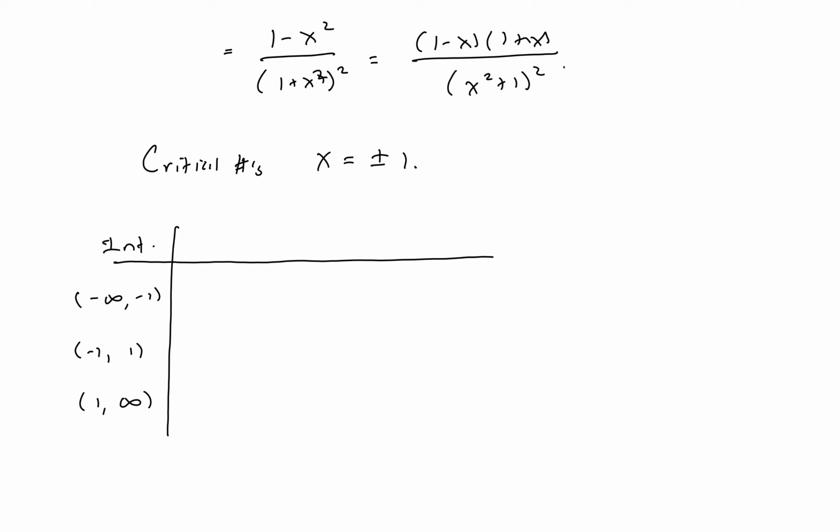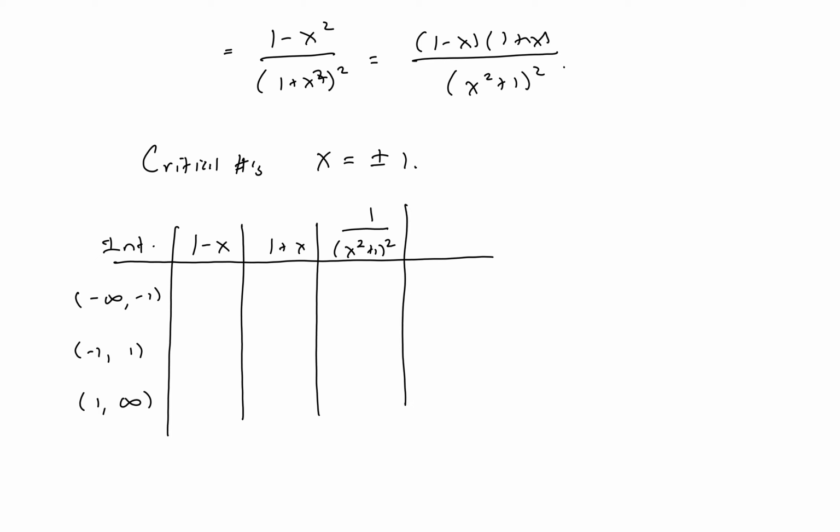Now what we're going to do is we're going to use all of the pieces that multiply together to give us our derivative. Now this last term we know is always positive, so technically you don't really need to include that, but we will. And so we'll make this table like this, and then we're going to check the sign of each of these pieces to get the sign of the derivative.